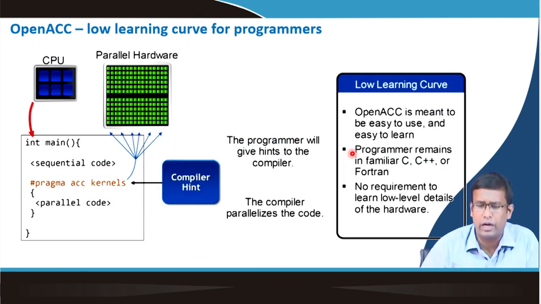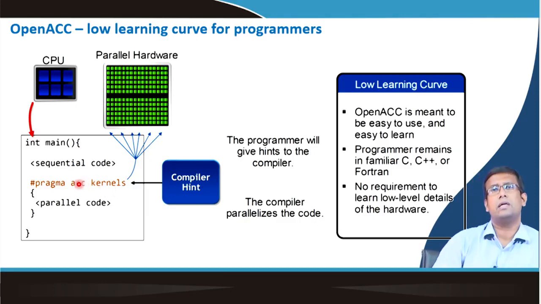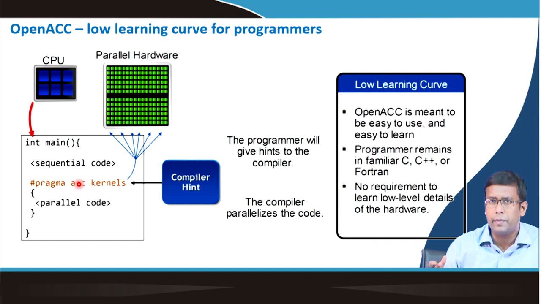And it has a low learning curve. Low learning curve means you have identified a parallel zone, you write #pragma acc kernels. This directive tells the compiler that this has to be parallelized. How will it be parallelized? You do not need to know about that. It's a starting point. You can do certain things to improve the performance, but to start with, you do not need to know about that. The compiler will take care of that. So it is easy to use and learn.